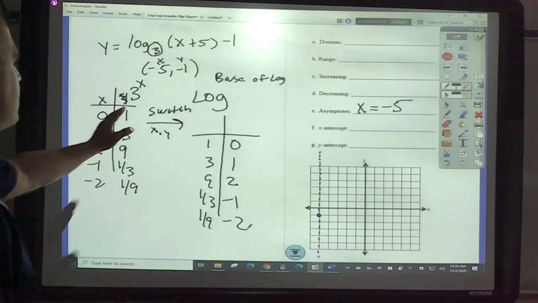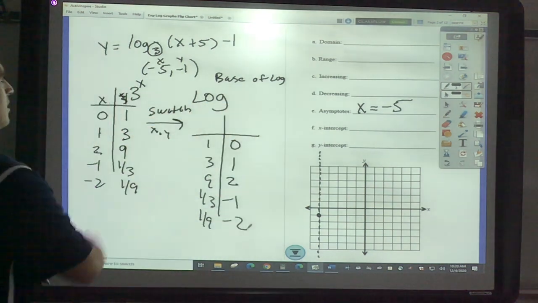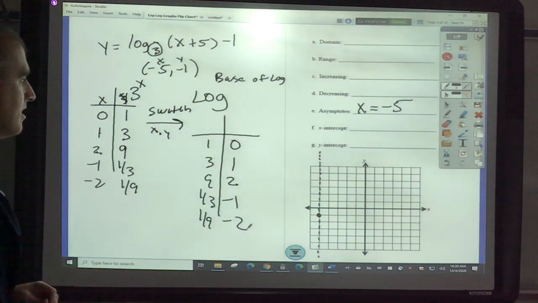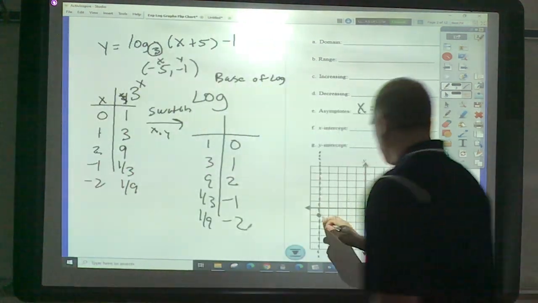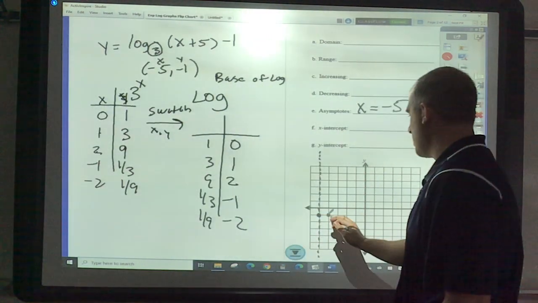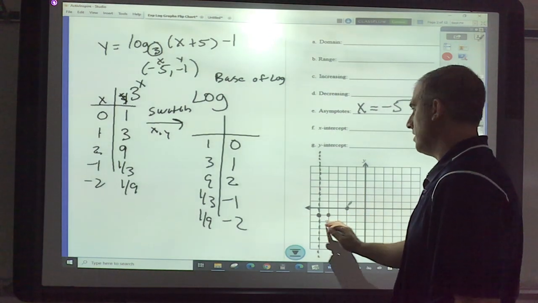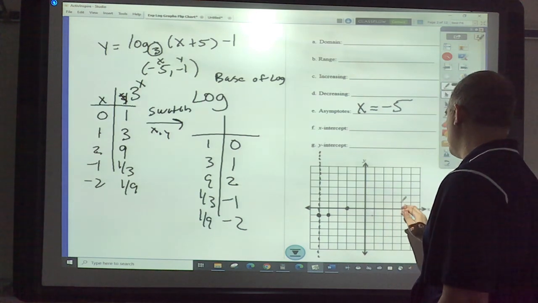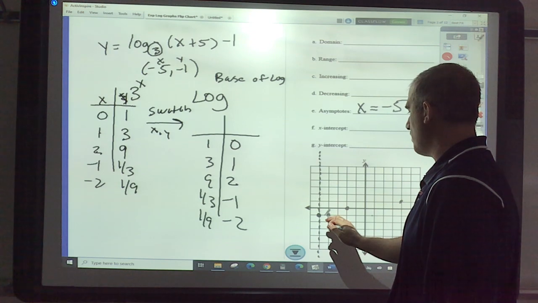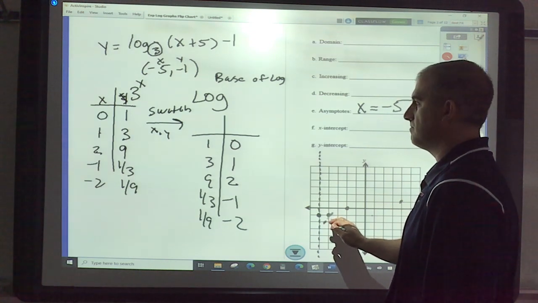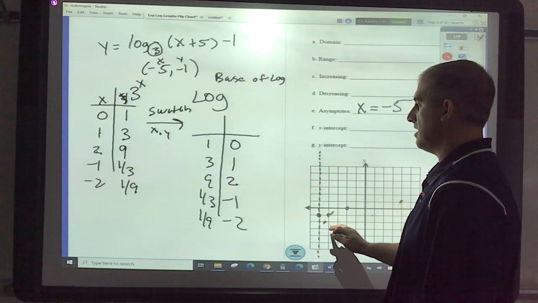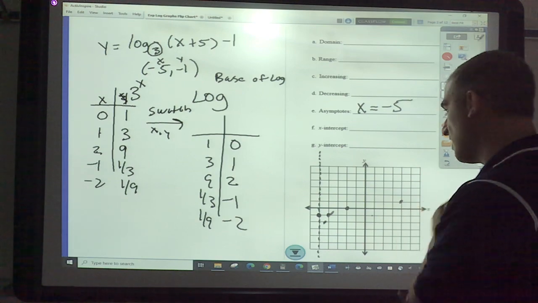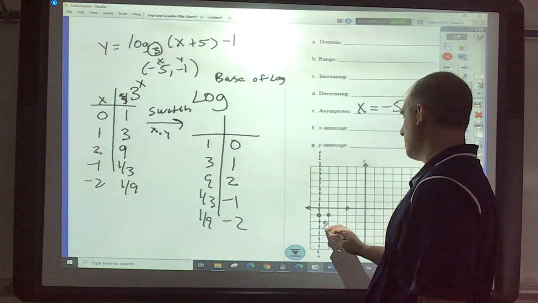And if there's ever anything to apply, which we'll talk about in the next example, like a number out front, do that second. So let's go through this. 1, 0: 1 over, 0 up. 3 over, 1 up. 9 over, 1, 2, 3, 4, 5, 6, 7, 8, 9, 1, 2 up. 1/3 over, 1 down. 1/9 over, negative 2 down.